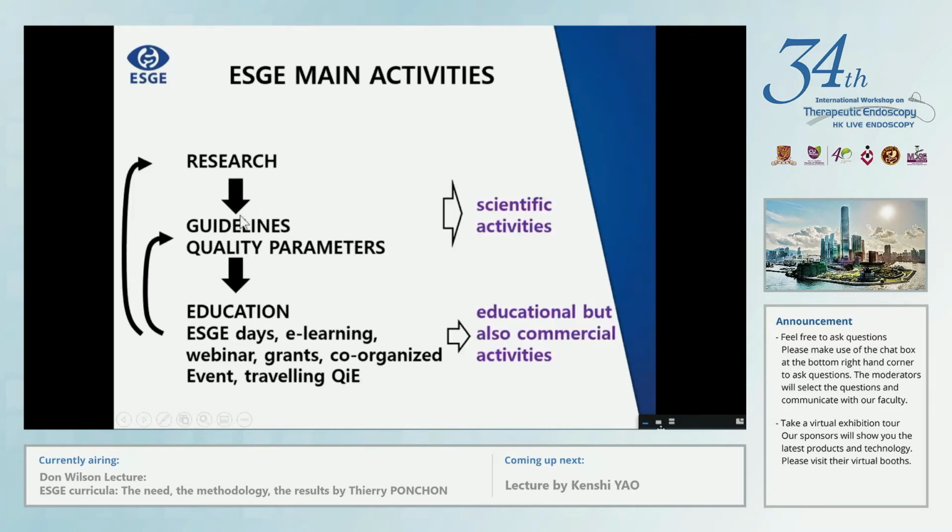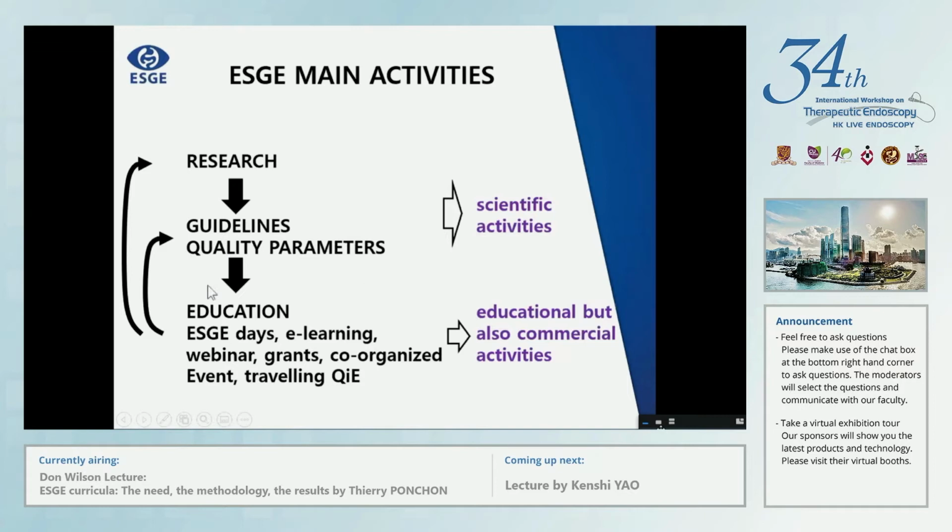And maybe you can better analyze all these lines and all these goals and activities which are conducted by a large endoscopy society. In fact, there is a stream here, and then from education, you have to find some money, some funding, to fund research and guidelines. Guidelines are quite expensive to produce.